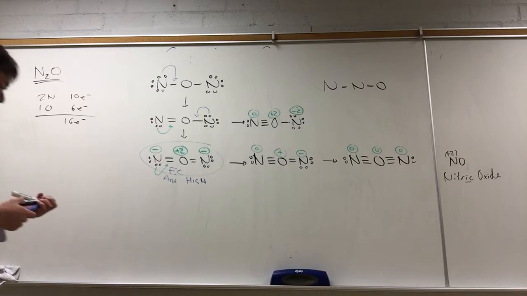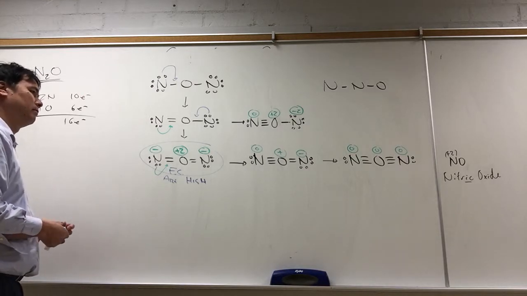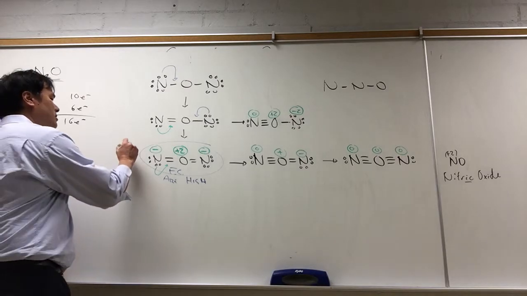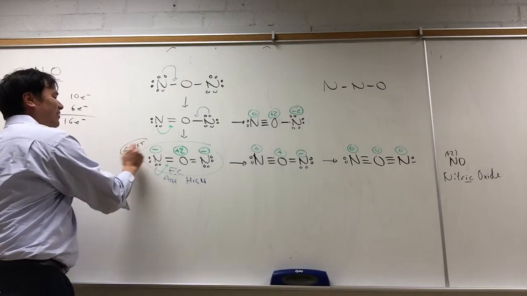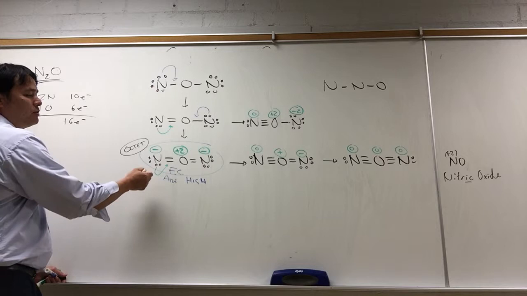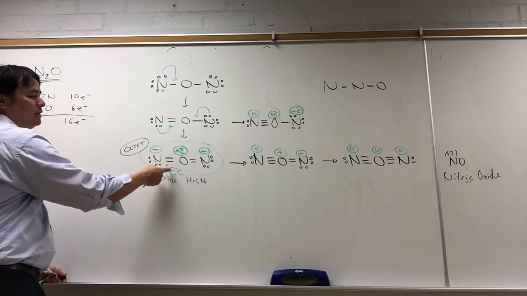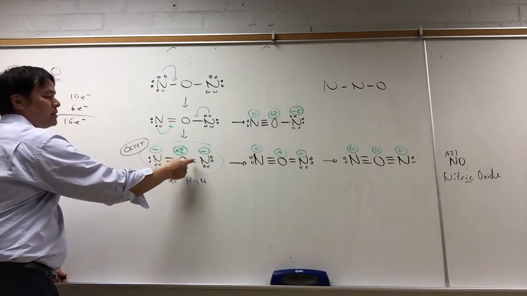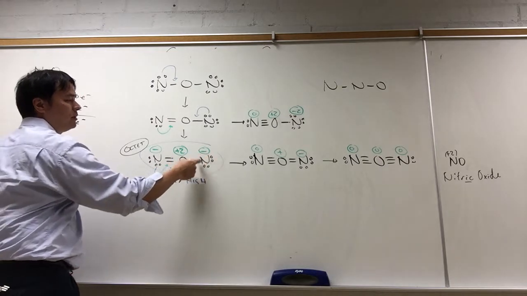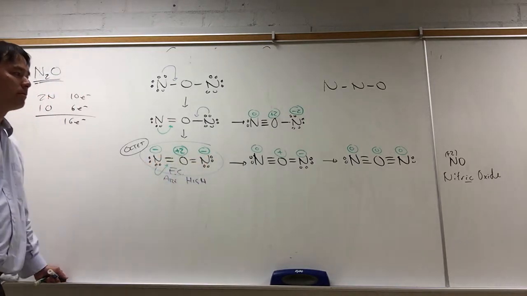Or is there a problem? There is a problem here. Here we have the octet rule. The octet rule has been satisfied. 2, 4, 6, 8 for nitrogen, 2, 4, 6, 8 for oxygen, 2, 4, 6, 8 for nitrogen. We double count the electrons.